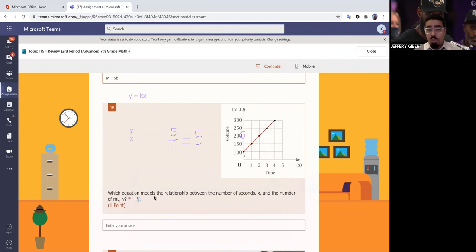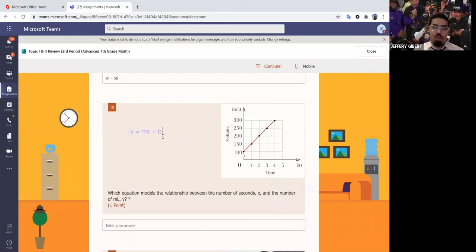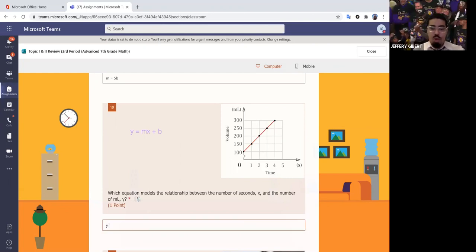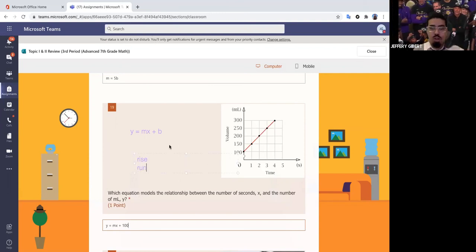On this one, which equation models the relationship between the number of seconds, x, and the number of milliliters, y? So again, this one's going to be y equals mx plus b. And remember, b is our y-intercept, and our y-intercept right here happens to be 100. So you have y equals mx plus 100, but we need to change that m to a number. So we got to do rise over run.